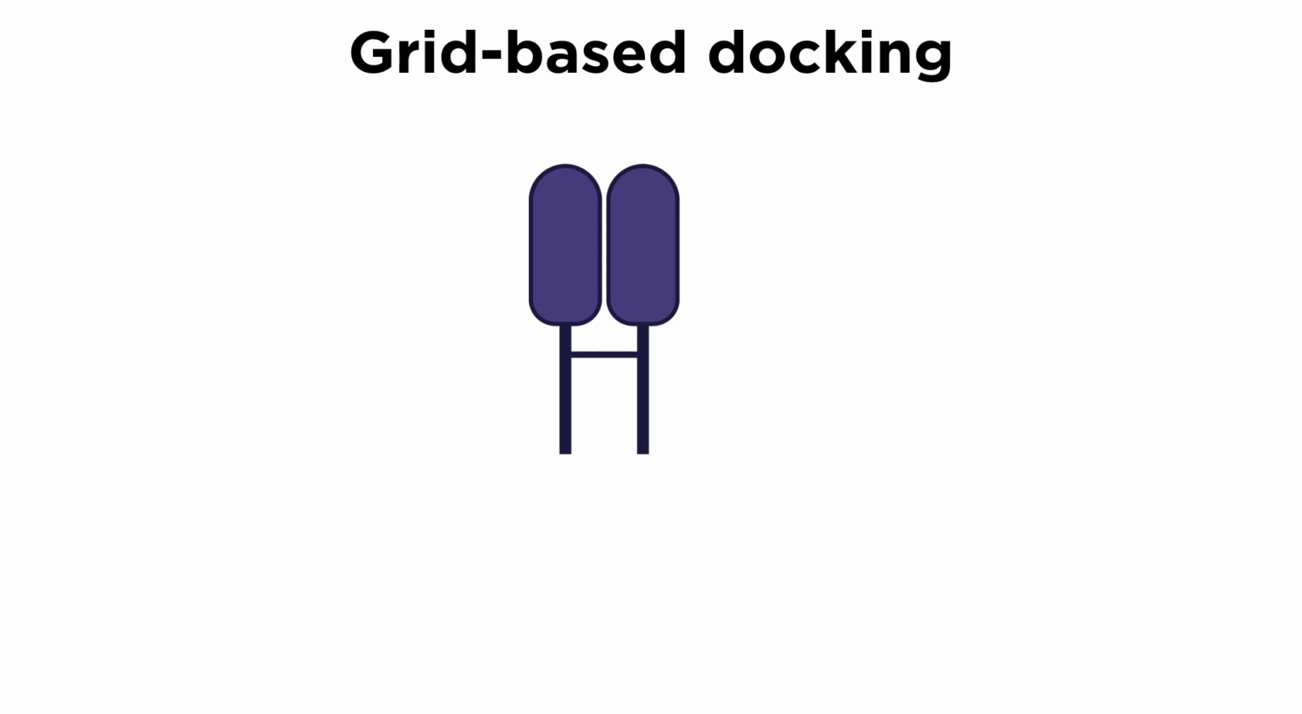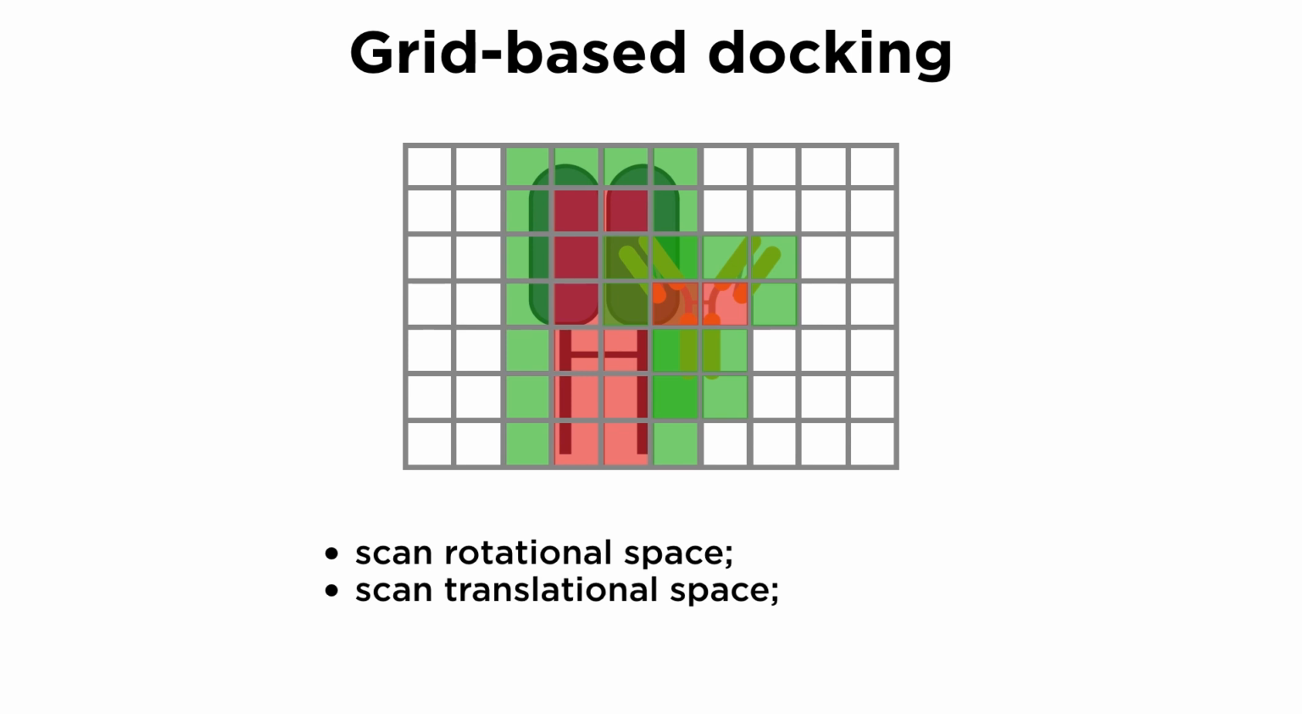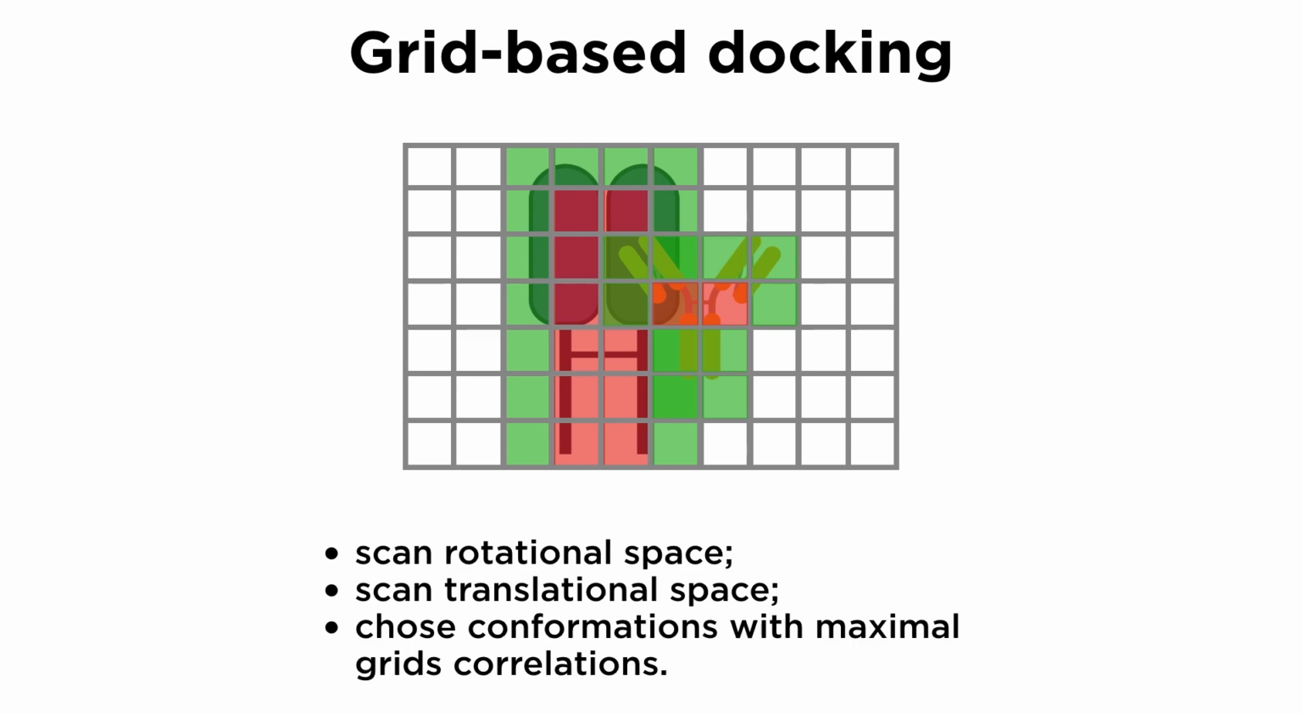One of the techniques used to solve this problem is called grid-based docking. Basically, during grid-based docking, antibody and antigen are placed into three-dimensional grids. Correlation of those grids is calculated, and this correlation reflects shape complementarity of antibody and antigen. And the whole process of grid-based docking looks as follows. First, one needs to scan rotational space of two molecules, then scan translational space of two grids, and choose conformations with maximal grids correlation. And the thing is that this choice can be drastically sped up by an FFT algorithm. That's why grid-based docking techniques are very popular.